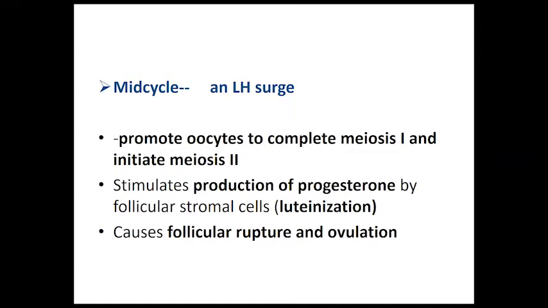Luteinizing hormone stimulates the production of progesterone by the follicular stroma cells, because the ovum has been released out. What is left is going to produce your corpus luteum. This corpus luteum is going to produce your progesterone. Progesterone is going to have this luteinizing effect on the uterine wall, and also acts on the follicle to rupture and ovulation to occur.